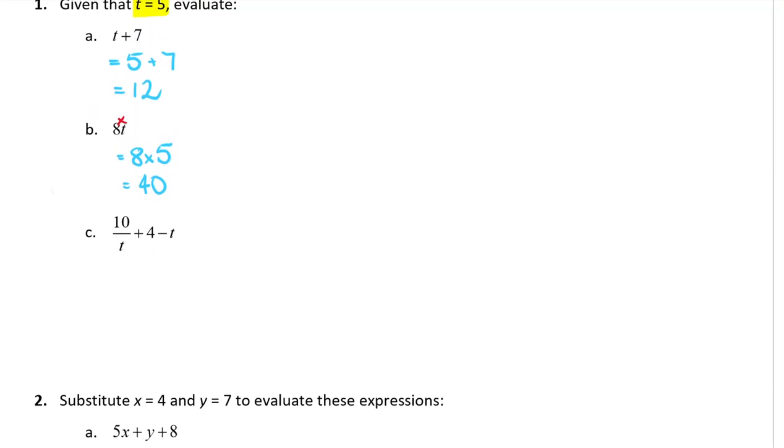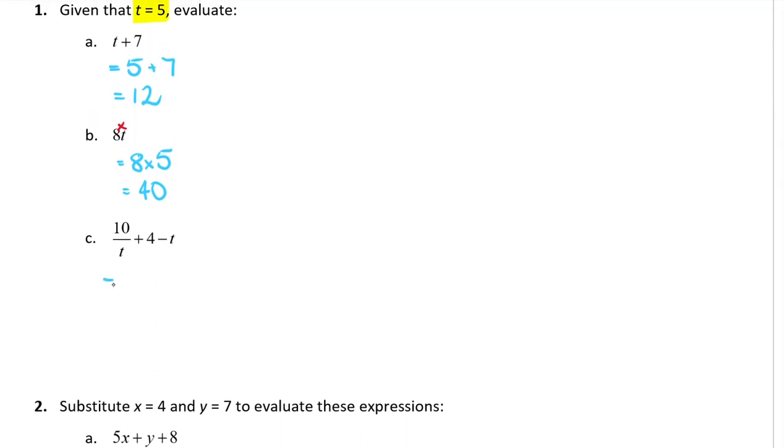Okay, question C. First line, I'm going to rewrite it, putting 5 where the t is. So 10 over 5 plus 4 and then minus 5. So see, the t here became a 5. That t there became that 5. Okay, now I just want you to type that in your calculator.